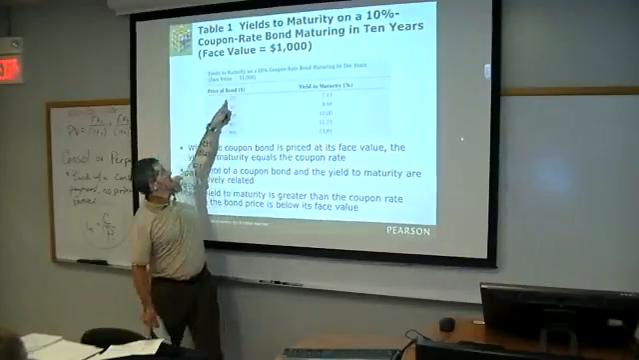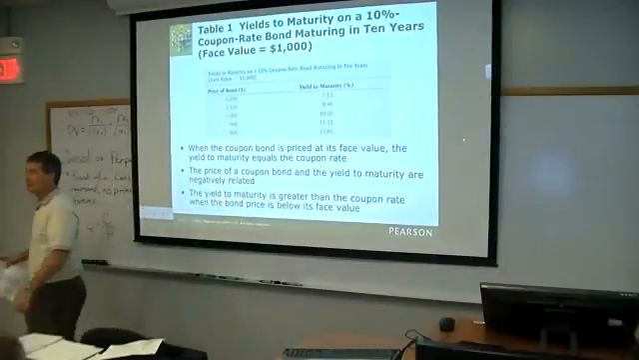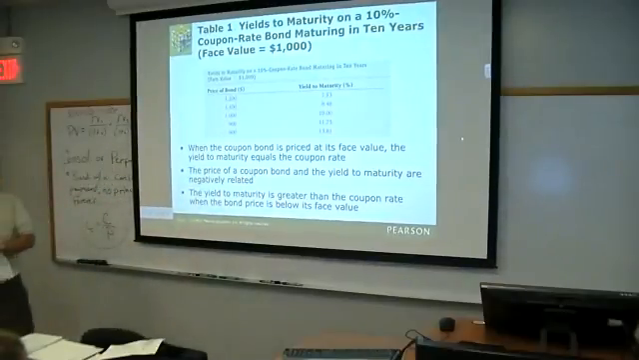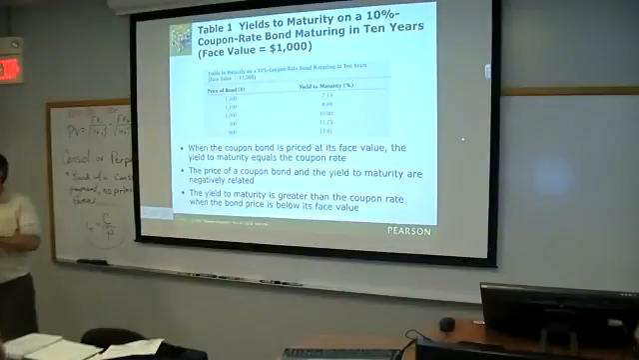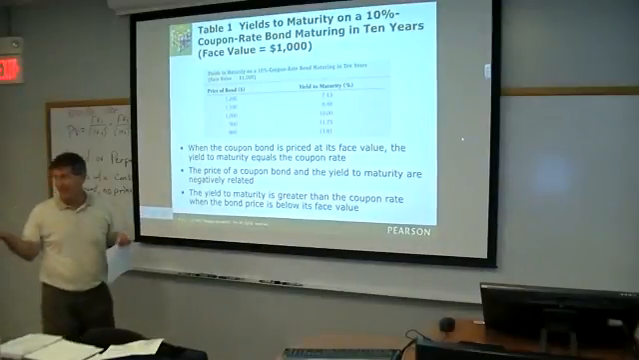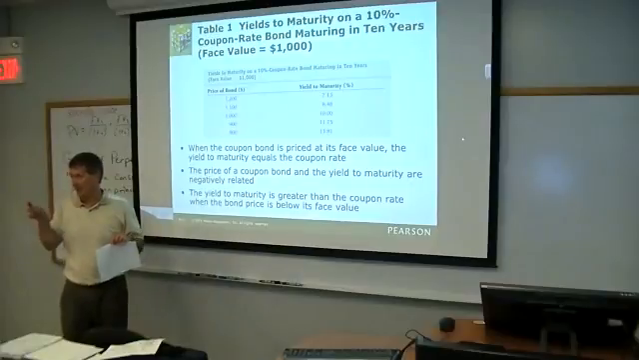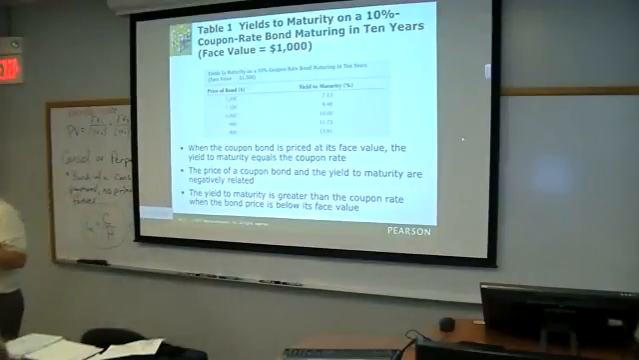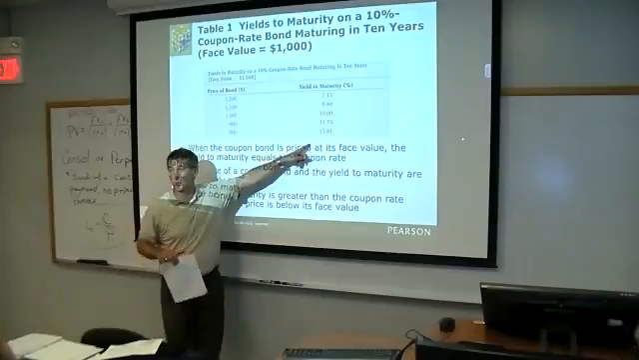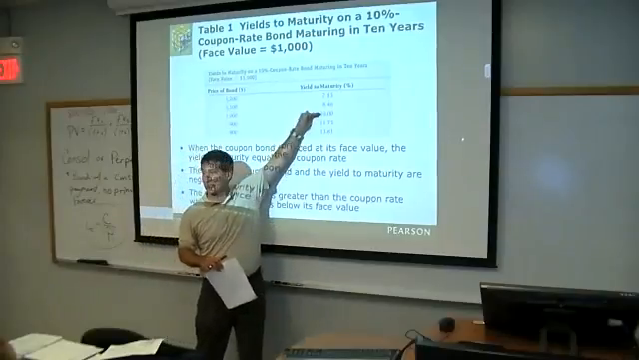What about if it sells at a premium, say $1,200? What does that say about market rates? Market rates are down. Down compared to what? I haven't heard this answer yet. Market rates are down compared to what? The rate when you bought it, when that bond was issued. Good. To be specific, it's when this bond was issued, because our benchmark is 10%.